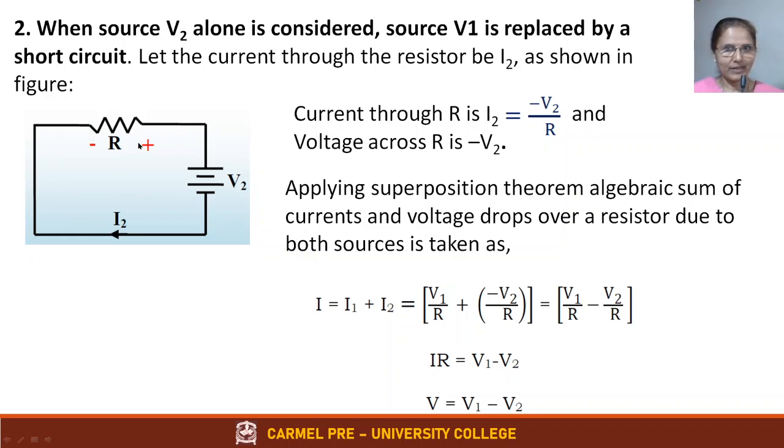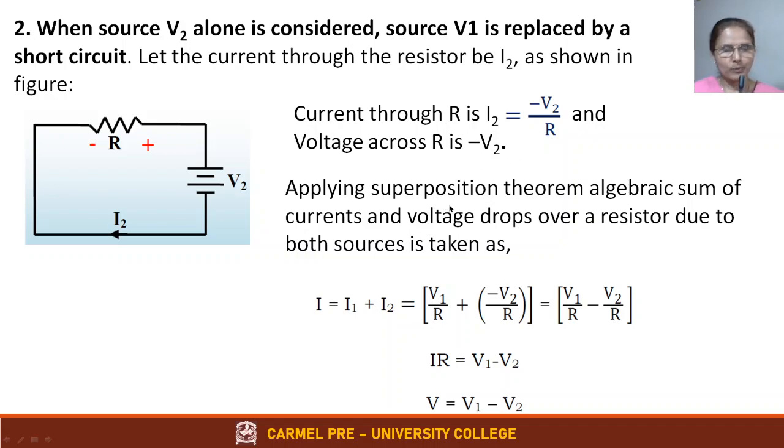If you remember KVL rule, that sign conventions that we have used, the current flowing is, see, through, this is the direction of the current and it is going from negative to positive. It is opposite, isn't it? That is why we have to consider it as minus V2 divided by R. That is the current. And the voltage also, because negative is coming here and positive is coming here, it will become minus V2. So we know the current through R because of the second source as this. Voltage across R because of the second source is this.